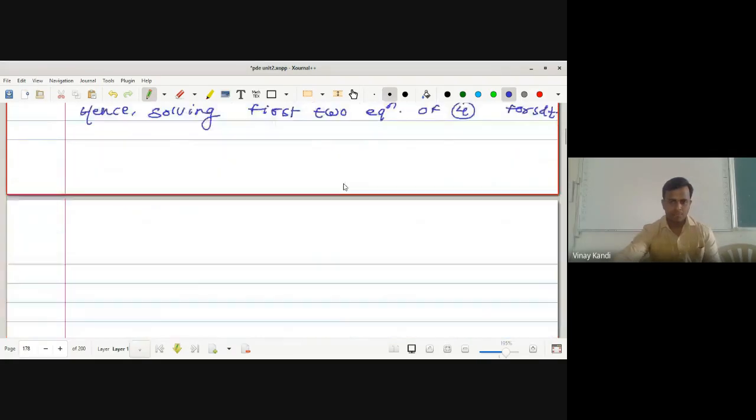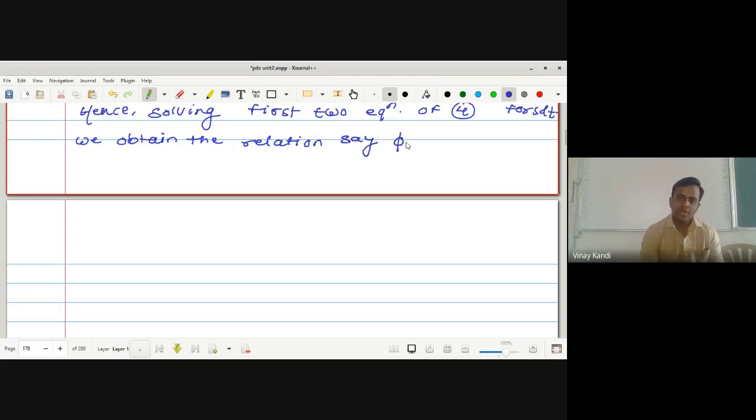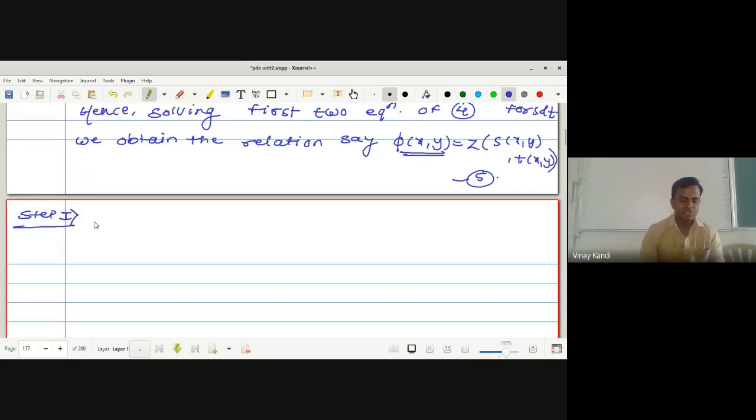Okay, we obtain the relation, say phi of x, y, which is equal to z of s as a function of x, y and t as a function of x, y. After solving the two equations of equation number 4, give it as equation number 5. Okay, now step number 1, we have to prove that phi of x, y is the solution of 1. This is the solution of 1, the given partial differential equation.